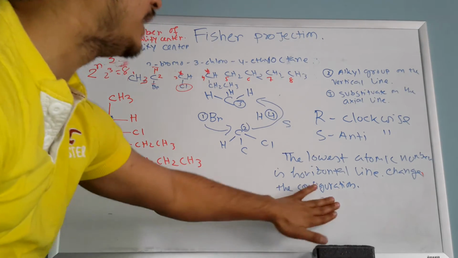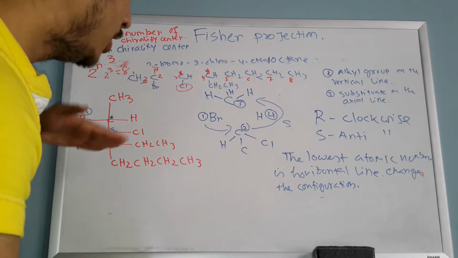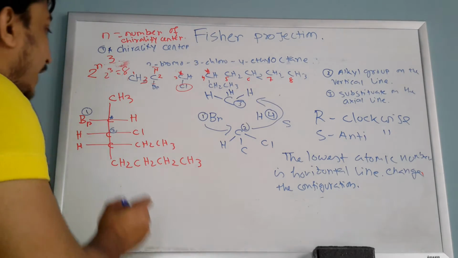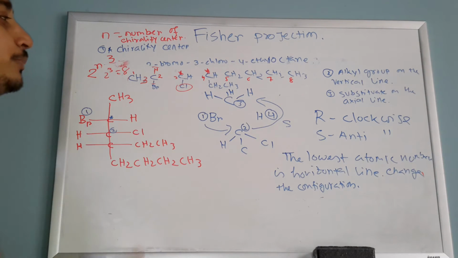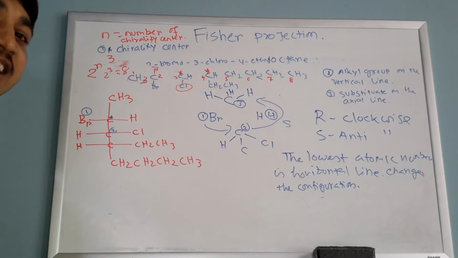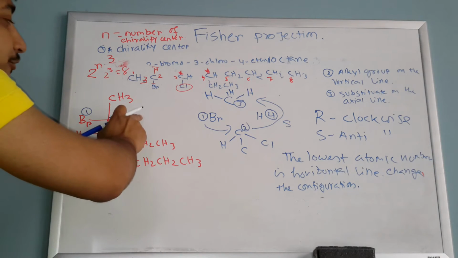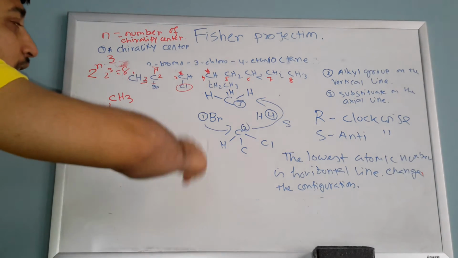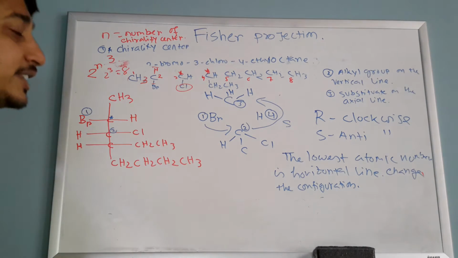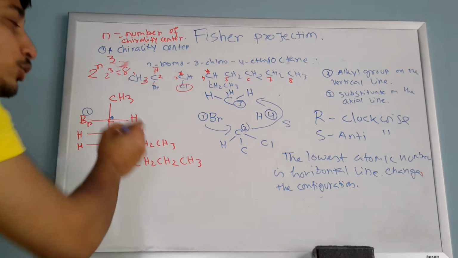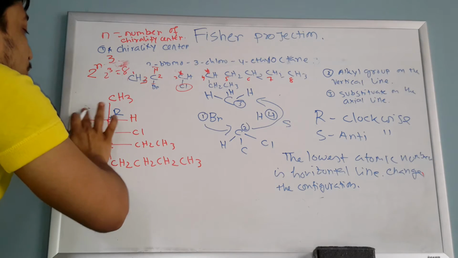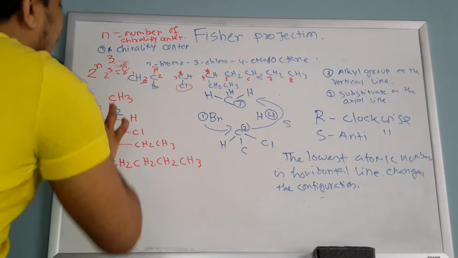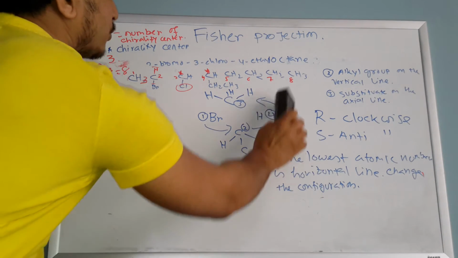Why? Because the lowest atomic number is on the horizontal line. So look, it is going anti-clockwise, but hydrogen is the lowest atomic number in this case, and because the lowest atomic number is on the horizontal line, it makes a change. What change? If it looks like S, it would be R. This is R configuration. So we found out how to figure out the R and S configuration. Let's go to the next one.